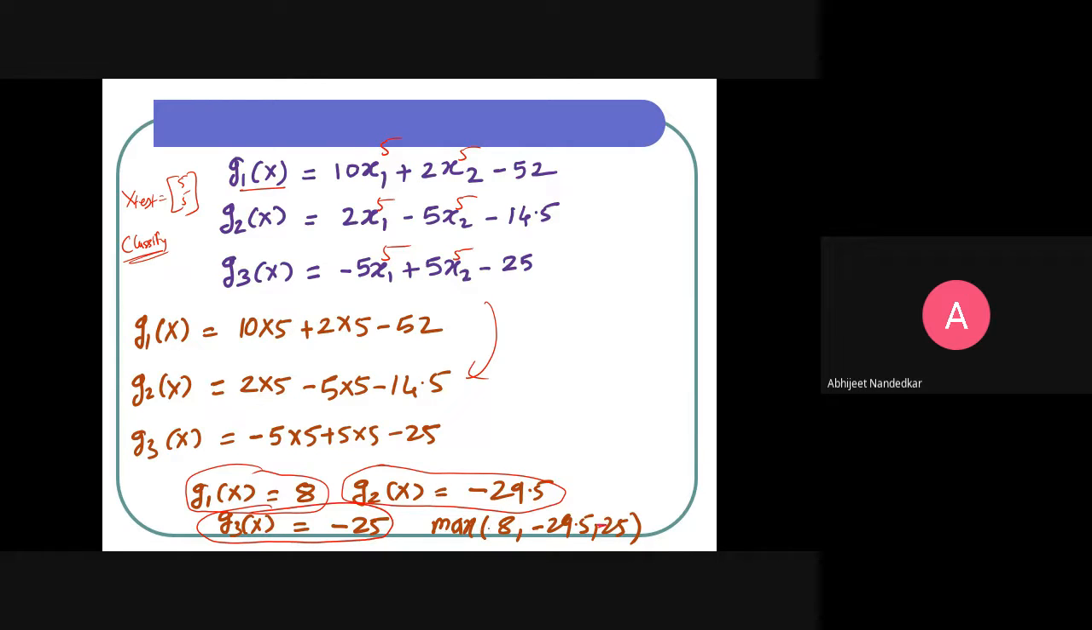So the max of 8, -29.5 and -25 is 8, obviously. So what is the index of that function? 8 is produced by G1x, and the index of that is 1. So my answer is: input x test equal to 5, 5 belongs to class 1. Okay, so this should be my answer.